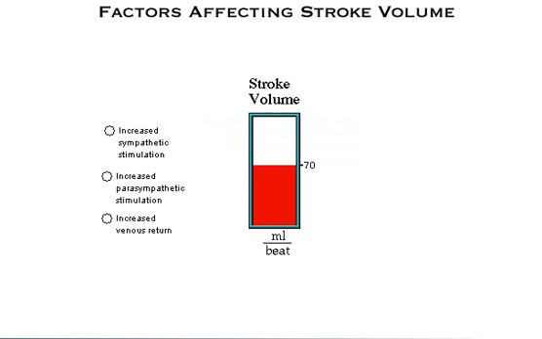The key factor regulating stroke volume is the amount of stretching that occurs to ventricular cardiac muscle prior to ventricular contraction. The more cardiac muscle stretches, the more forcefully it contracts. These stronger contractions increase stroke volume.